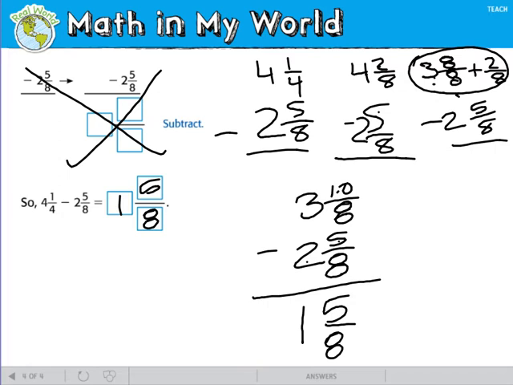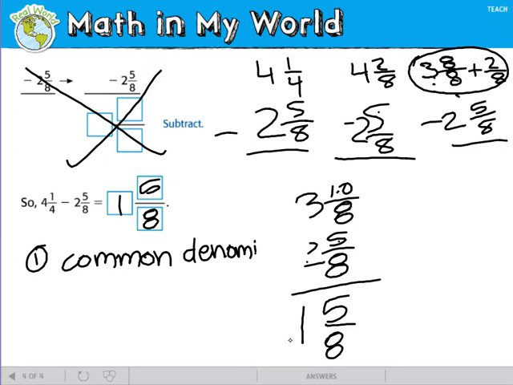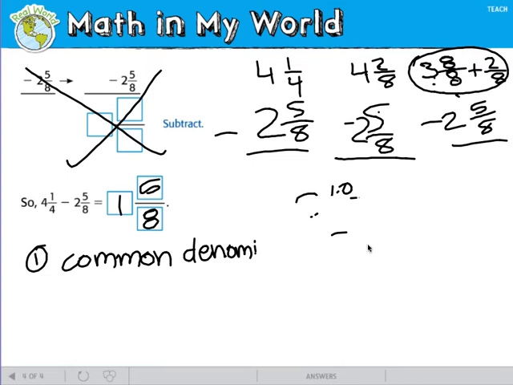So, 3 steps. 1, common denominator. And I'm going to write into my problem here. Write these 3 steps down. Make sure that you do them in this order and you'll be fine. You're going to find the common denominator.